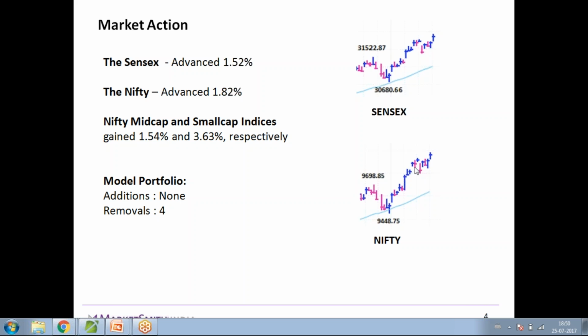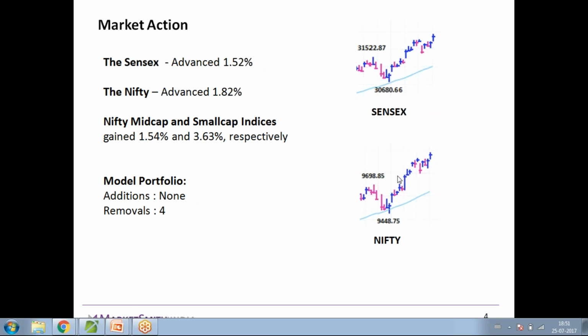But outside of that, you can see that the market has been moving higher, which gives you a sense of the exuberance in the market. The Sensex advanced 1.52 percent, while the Nifty advanced 1.82 percent in the last fortnight.